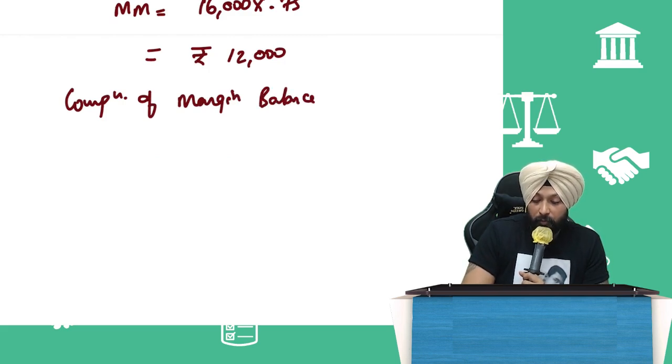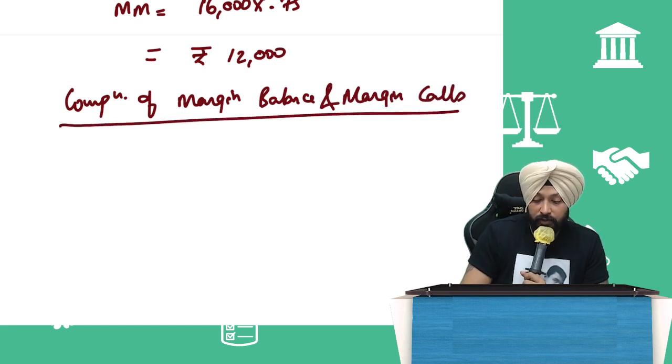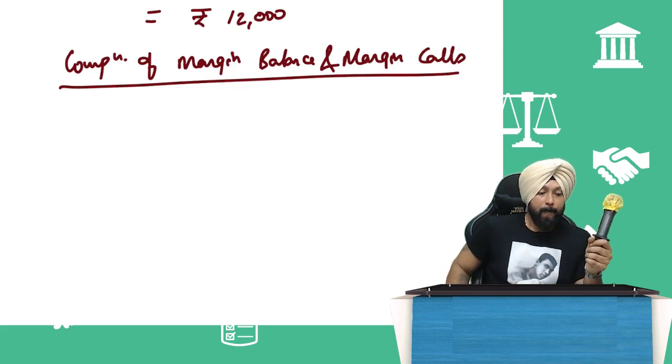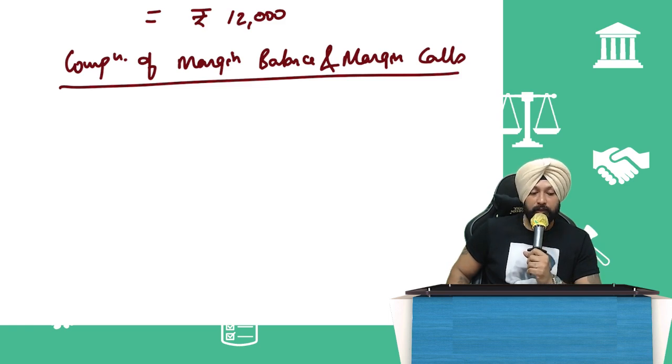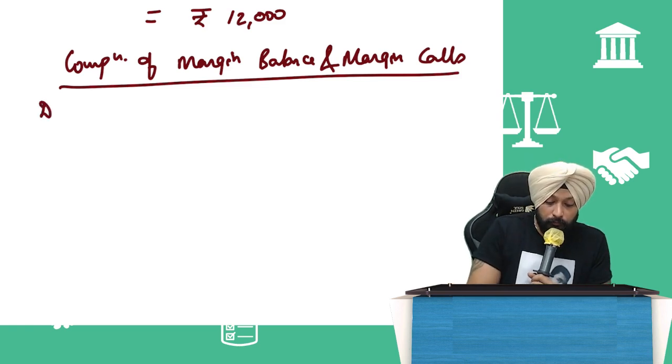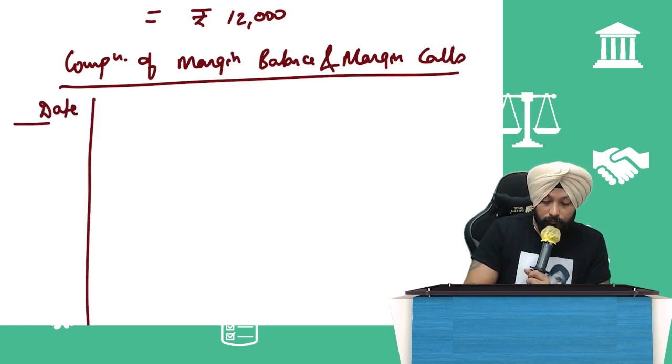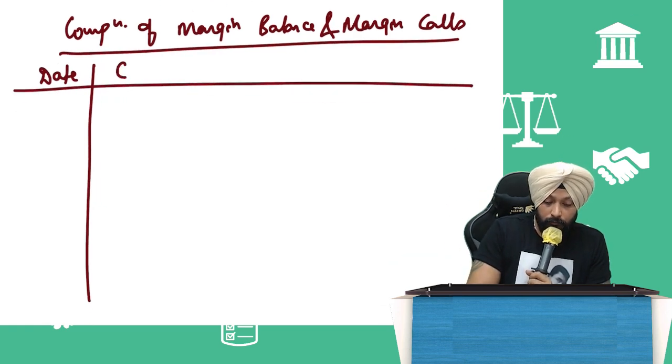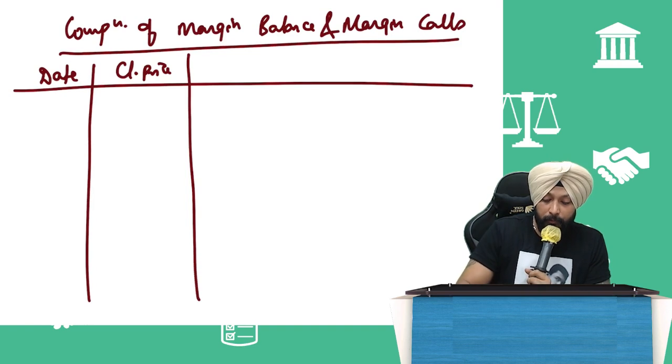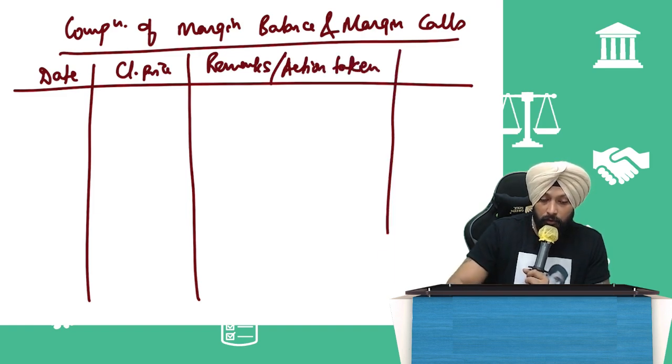Next line, give heading: computation of margin balance and margin calls. So we take date, we take closing price, remarks or action taken, and your margin balance.